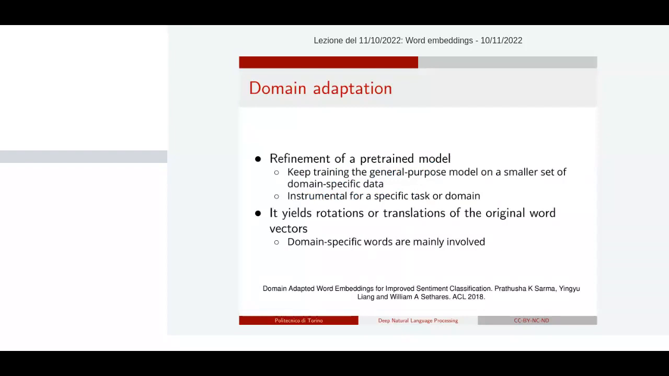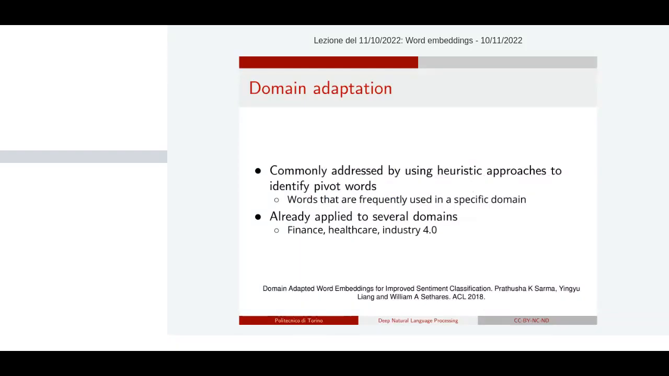So it's domain adaptation. It's a kind of refinement of the original model, which consists in a translation or rotation of the original vector according to the influence of the distribution of the new documents you add, and mainly referring to the domain-specific words. So it's not likely to influence the distribution of the other words that are not related to the domain. So a part of the vector space remains unchanged, whereas some other words slightly move and change their relative positions.